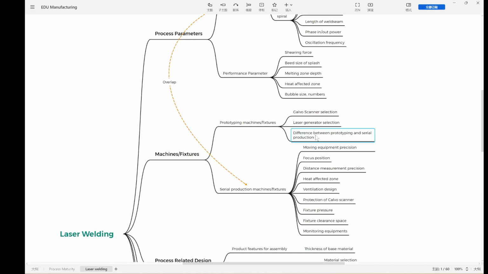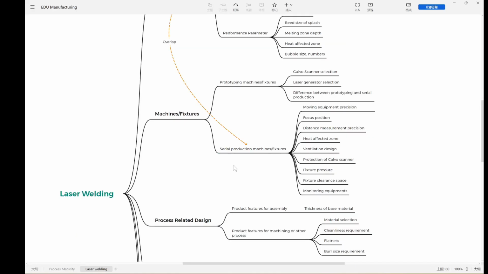Then you will have very firm, reliable parameters that you don't need to iterate. And for serial production machines and fixtures, you need to take care of the moving equipment precision. For example, if you use a 3-axis system or a robot to carry your laser welding generator, the accuracy of those components will be very crucial.